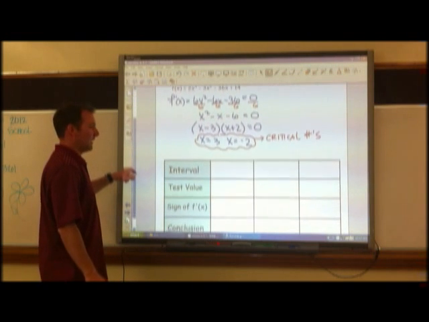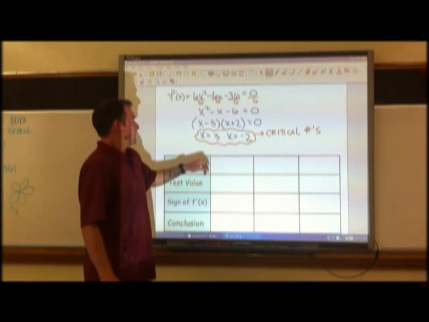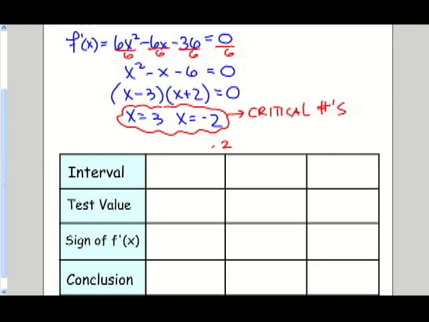So the way that I like to set this up is I use a table that came from your textbook. I will put my critical numbers, negative 2 and 3, outside the table on these dividers, where these split. That's going to split up my intervals. If I think about the x-axis, we're interested in values at negative 2 and 3. Well, I've got negative infinity out here and positive infinity here.